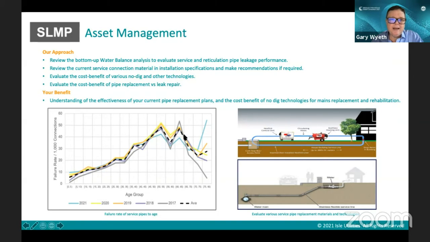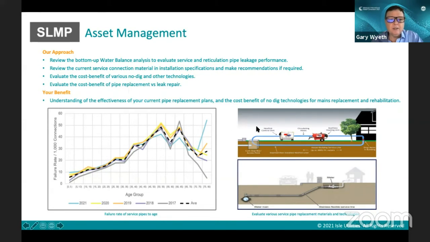We're not quite sure what happened after 70 years, but there's probably not many service pipes that make it that long. But what we're looking for there is to say, okay, when you start to get to 35 years of age, that's when you need to start considering service pipe replacement programs.